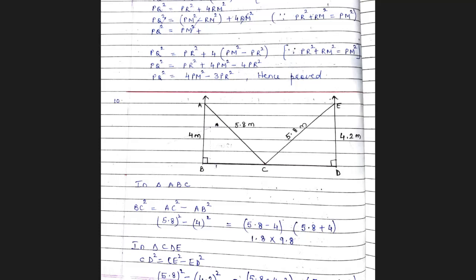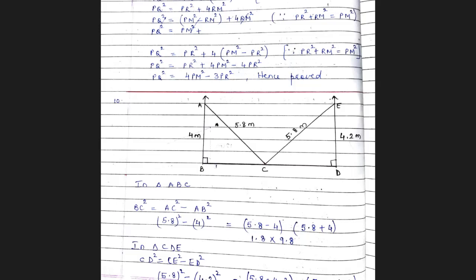Now, I have solved it partially. You need to complete it. In triangle ABC, BC square will be AC square minus AB square. That's 5.8 the whole square minus 4 square. There are two ways to do it. You can either apply A square minus B square formula, A minus B into A plus B. Multiply 1.8 into 9.8, you will get your answer. Find the square root of it to get BC.